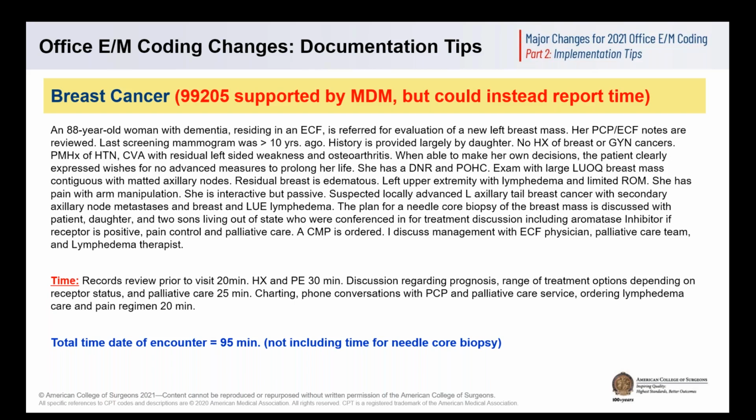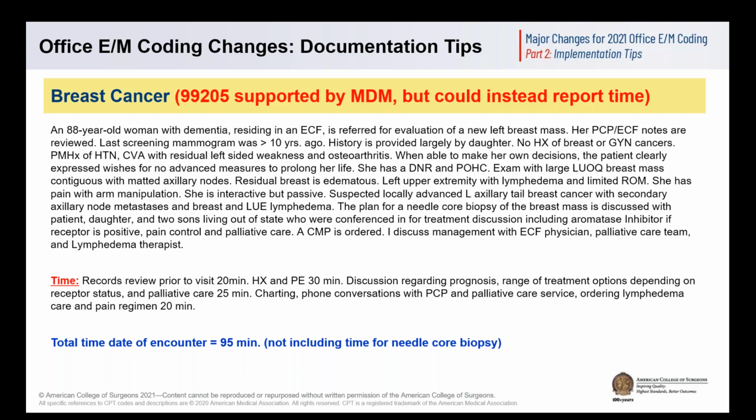You also discuss palliative care options and pain management, which is her current problem. You discuss the management with her nursing home physician, a palliative care team, and a lymphedema therapist. So in this case, you could report it as a 99205 based on your medical decision making, but you choose to report this based on time.